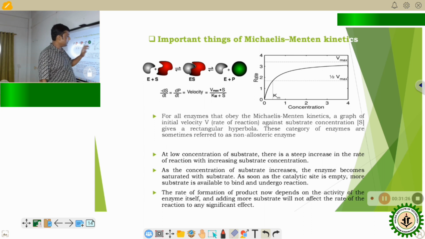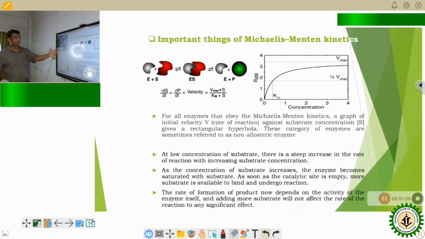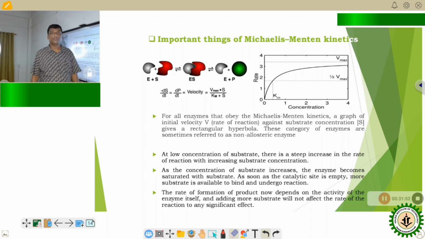Now here you can see, to explain Km values, on the x-axis there is the substrate concentration. At this particular concentration, half of the maximum velocity is reached. This half of the maximum velocity, at which 50% of the reaction is complete, is attained at a specific concentration, and that concentration is called Km.